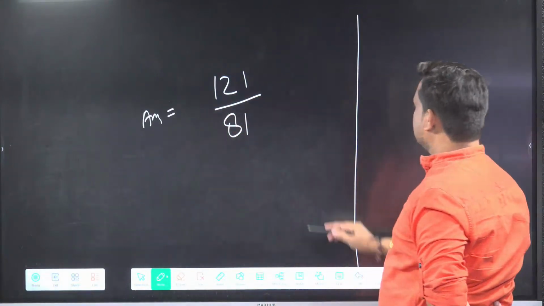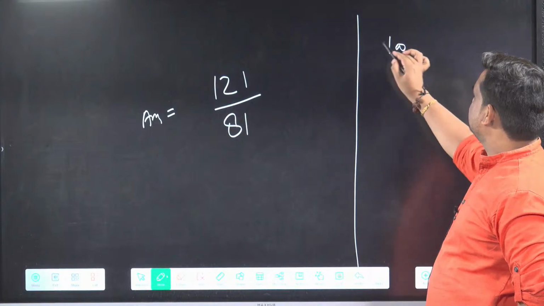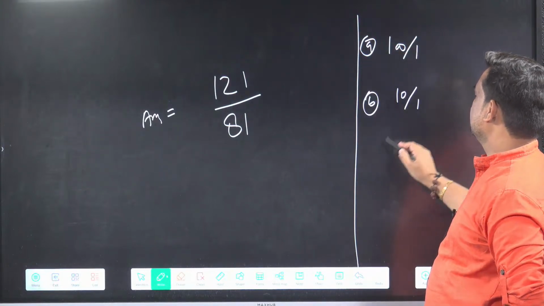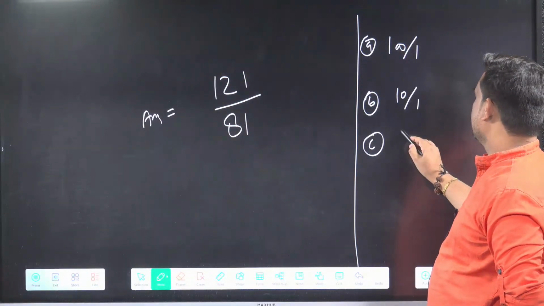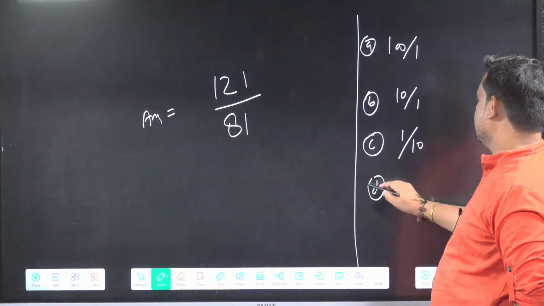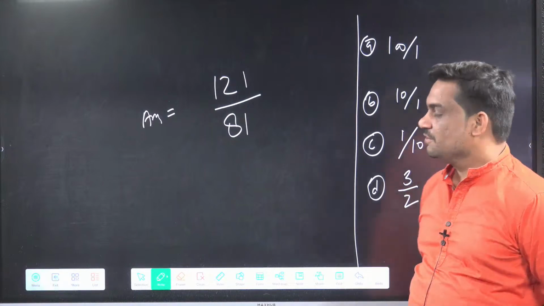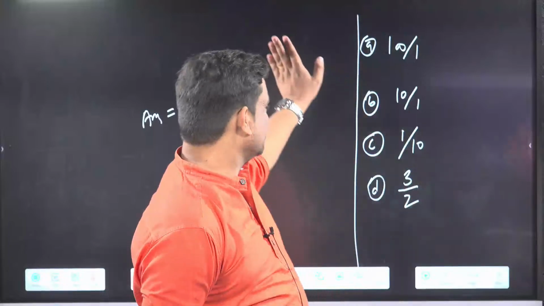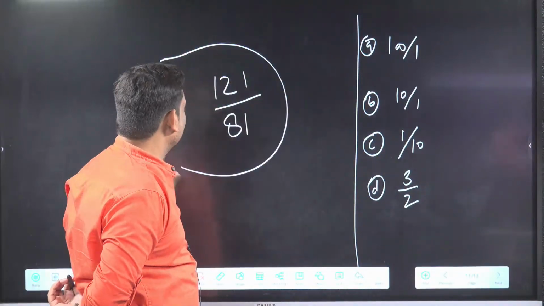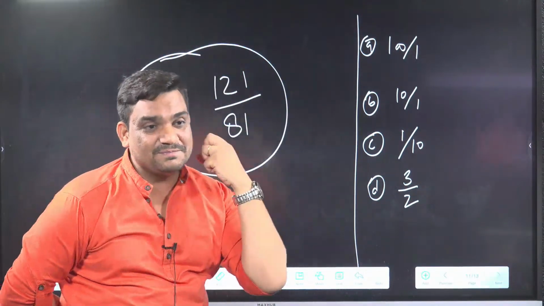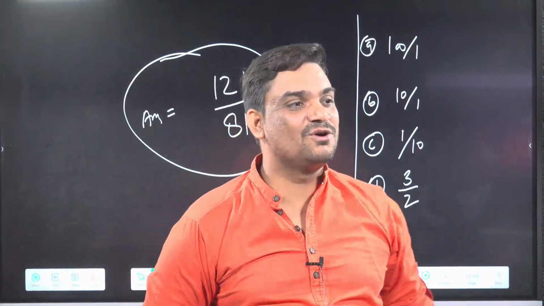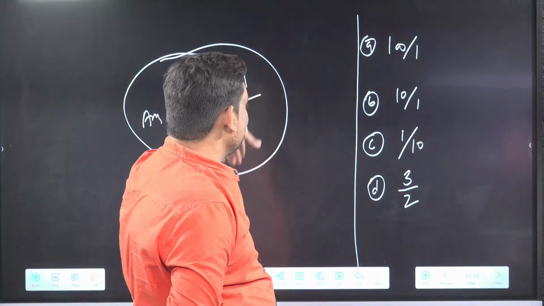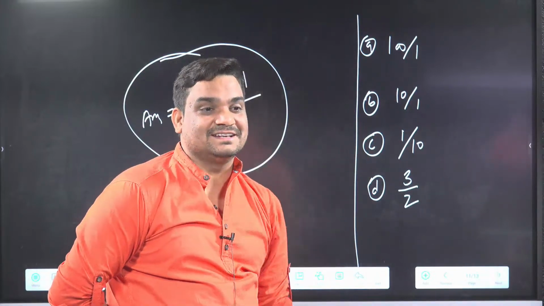All got the correct answer. Options I gave: A was 100 by 1, B was 10 by 1, C was 1 by 10, and D option was 3 by 2. Everyone got 121 by 81 as the answer. But a lot of people didn't put the answer by thinking no option matching here.